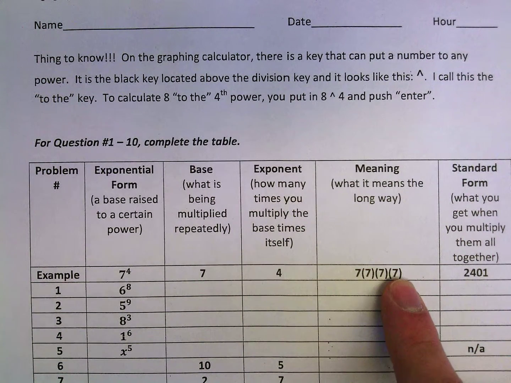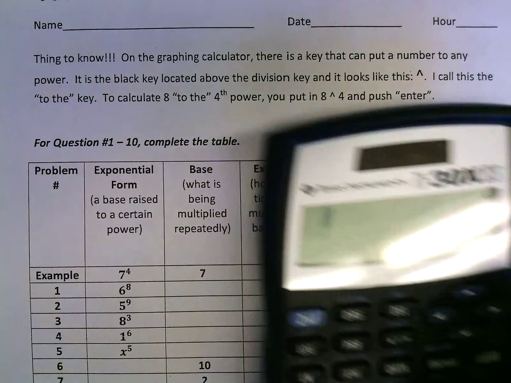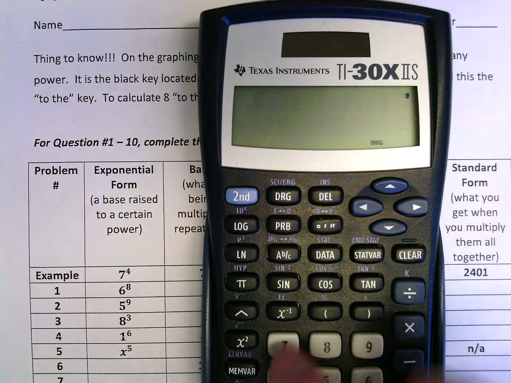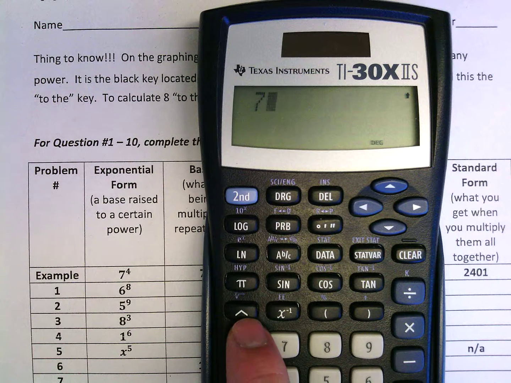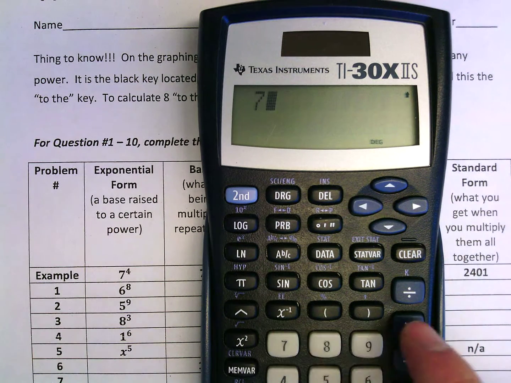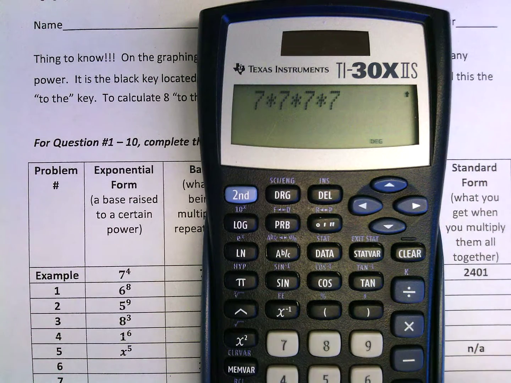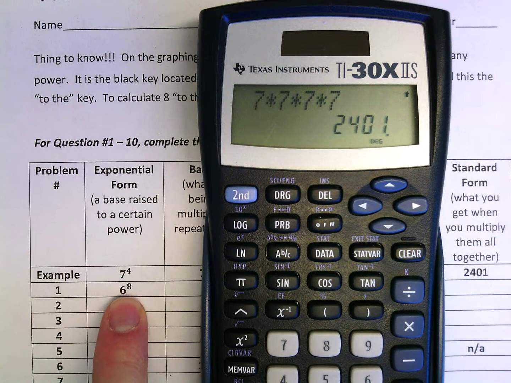We took a look at the calculator. Once again, all you're doing is putting that in there. So you have 7, you find your exponent key, the little caret, and we're putting it to the 4th. So that's 2,401. If you wanted to do it the long way, you would do 7 times 7 times 7 times 7. You'll notice you get the same answer, but as you can imagine, for a problem like the next one, you're not going to want to do that 8 times.